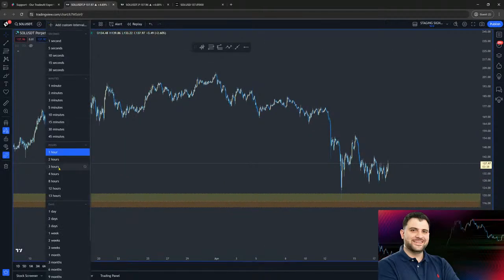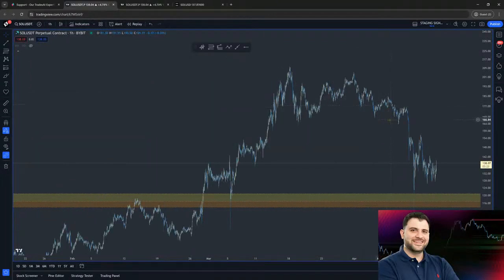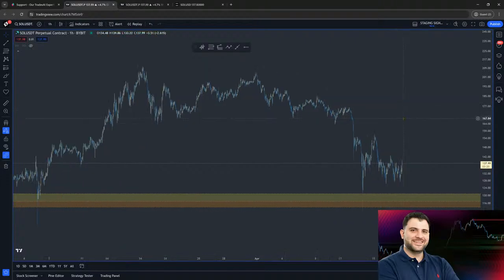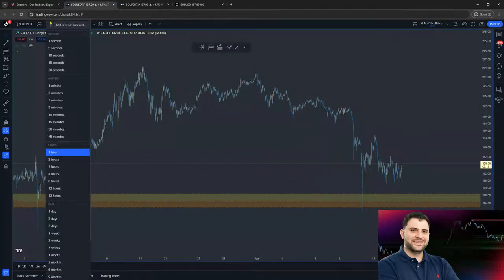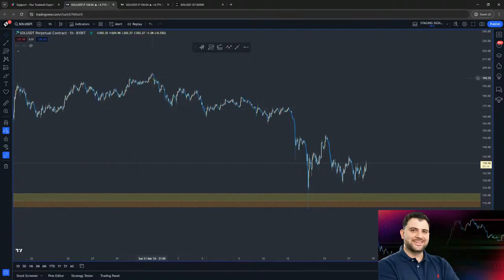I rely on 4 hour, 2 hour, 1 hour, 30 minutes, and 15 minutes. I might drop to the 5 minute and 1 minute for execution, but if you're not a professional trader, it might be noise for you, might be dangerous to trade these low time frames. Stick to the higher time frames, 1 hour and above, for example. Okay, so identify the trend and then just go with the trend.